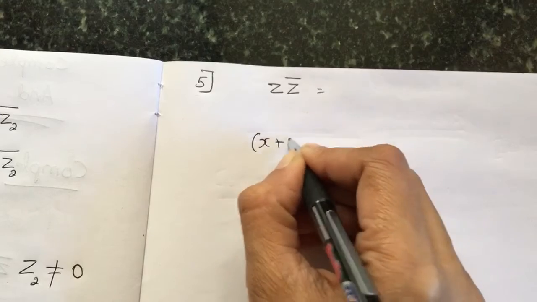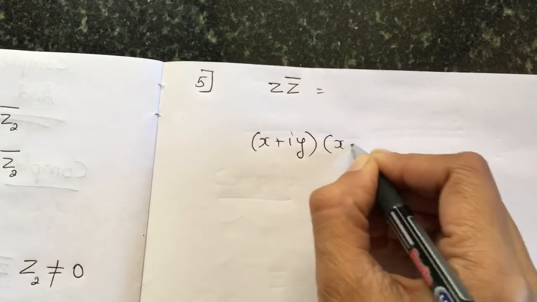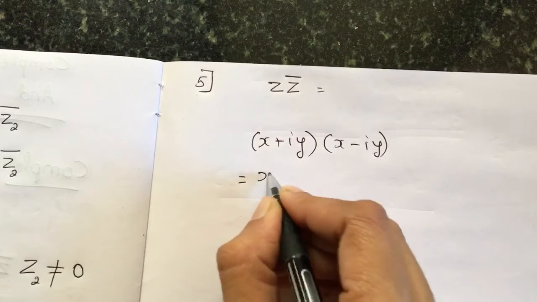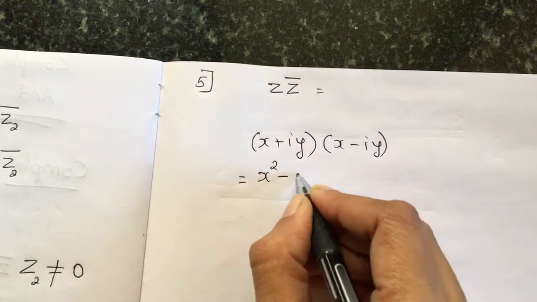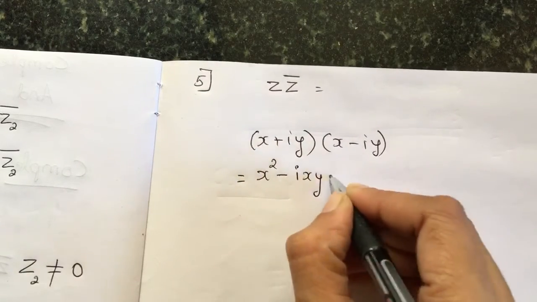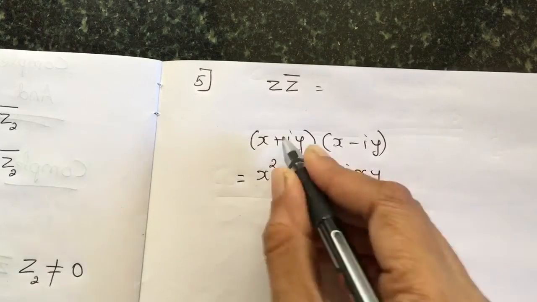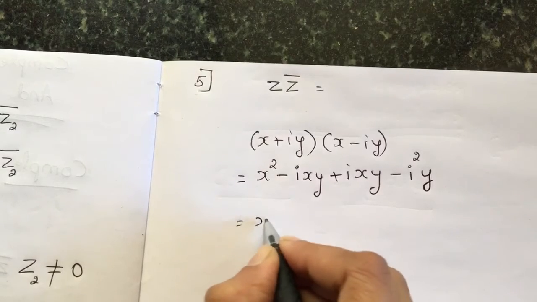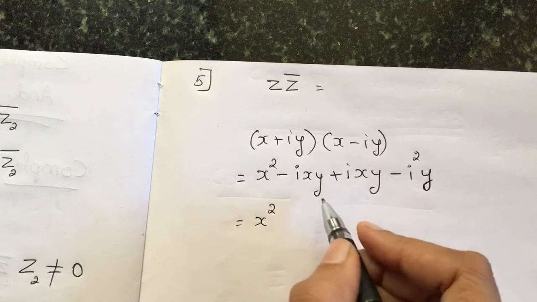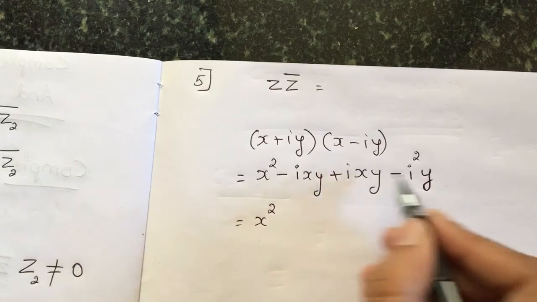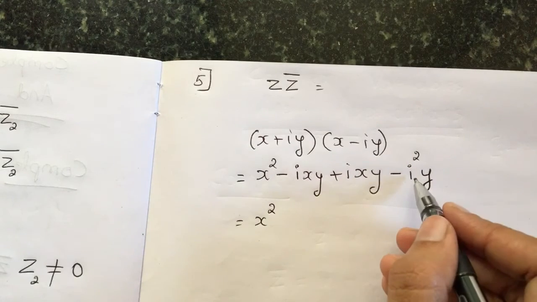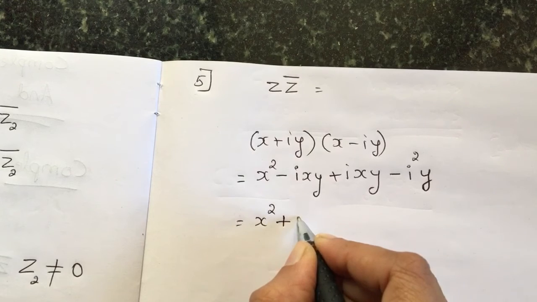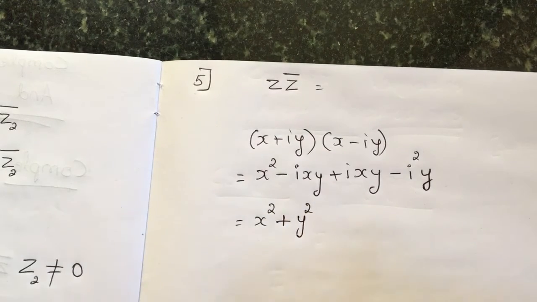z is x plus iy and z bar is x minus iy. So this is equal to x square minus i into xy plus i into xy minus i square into y square. So x square, then this will get cancelled. Minus i square is minus 1 into minus, so it will be plus y square, right?